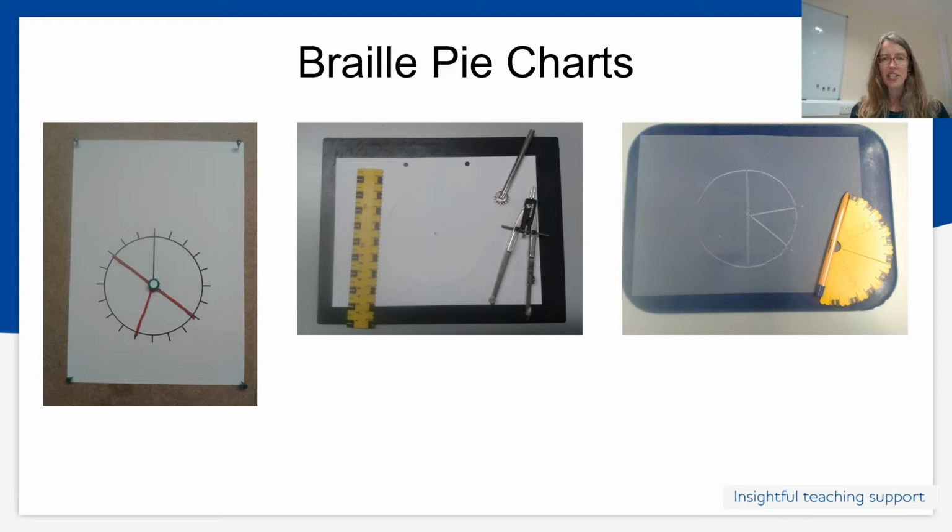This particular pie chart is subdivided so that the pupil is having to count round to work out different angles. So it'd be quite a good one maybe to start somebody learning how to produce a pie chart. Again, we've used the wikki sticks, the wax strings, to mark out the segments.